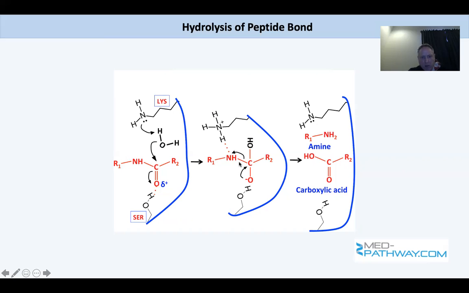And now what happens is that you hydrogen bond with the positively charged nitrogen and hydrogen in the lysine residue here. And what you can do is make a better leaving group, because the best leaving group is the weakest base. So you have NH versus NH2, and NH2 is a much weaker base.